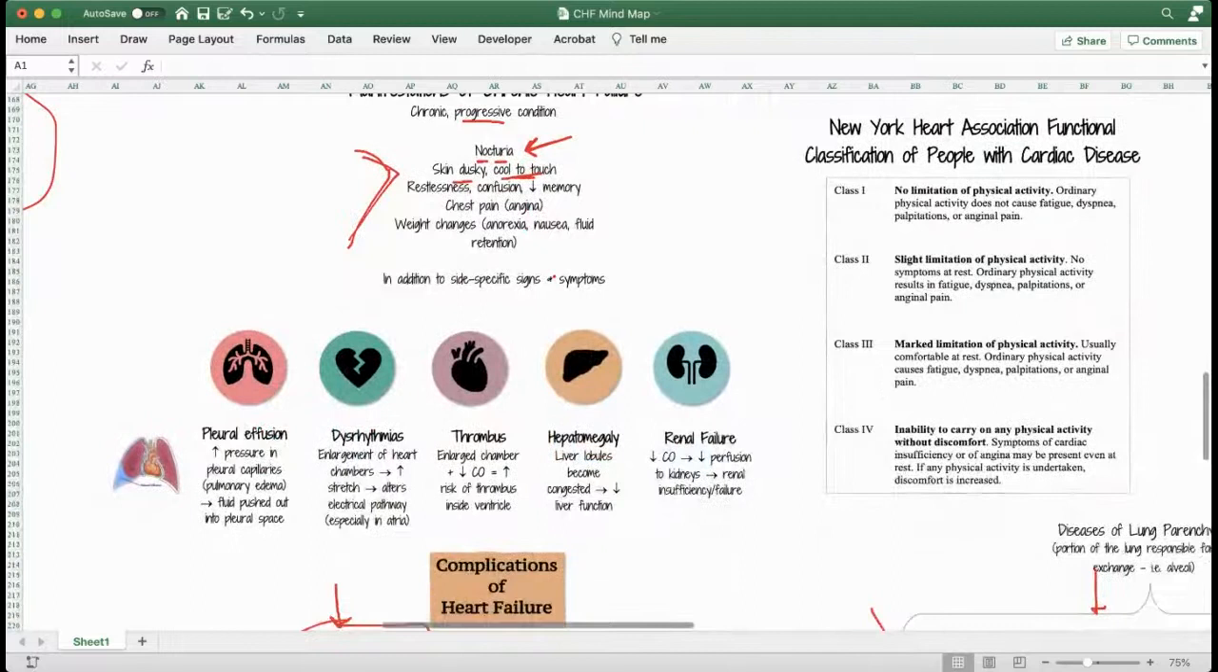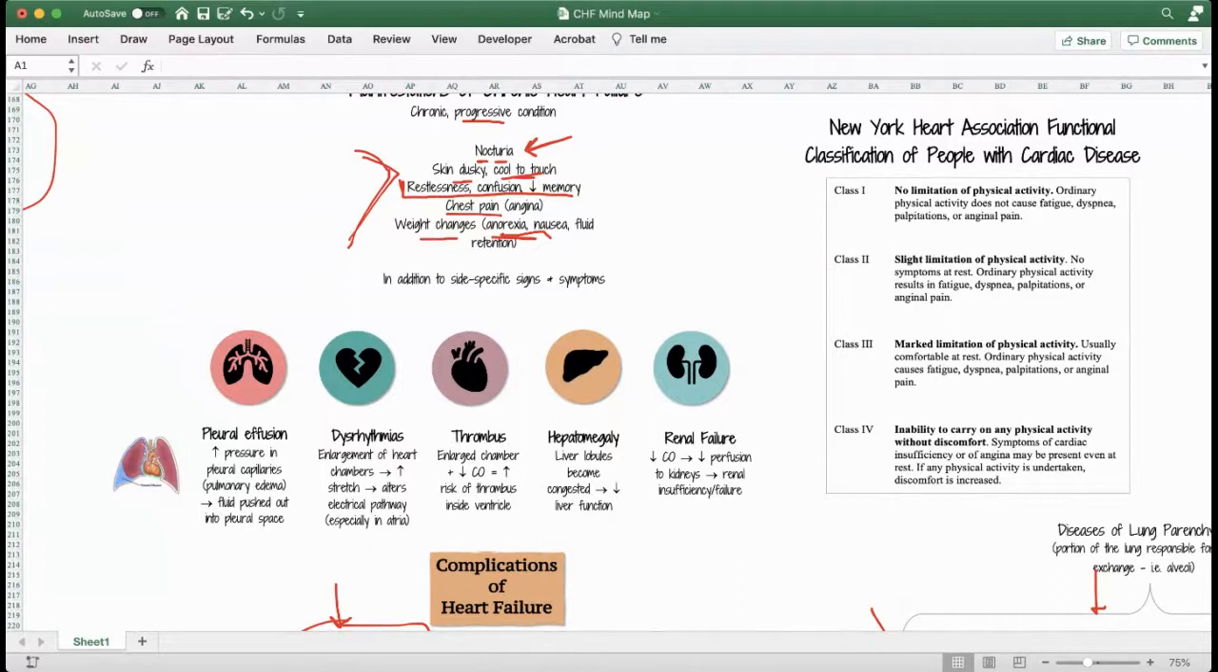Anytime you see restlessness and confusion on a test, think hypoxia. It's one of the first symptoms of hypoxia. Just in general, if I have patients that all of a sudden start to get really, really agitated, one of the first things I do is throw on an O2 sat just to see where they're at. Chest pain, makes sense, right? Weight changes, and that can be because of fluid retention, but it can also be because of anorexia, nausea. And so you have to pay attention to the whole clinical picture and what's going on.